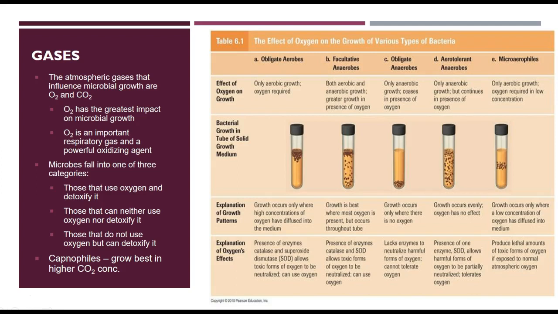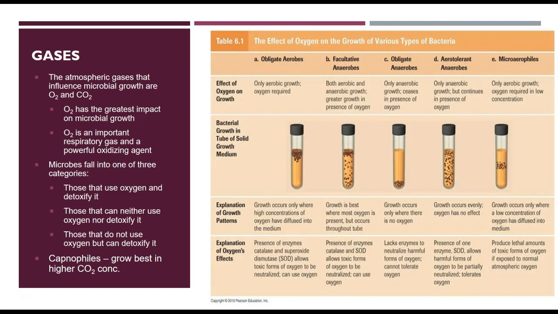All right, so let's talk about gases. Oxygen is a big factor when we're talking about microbes. Some microbes need oxygen in the environment, and others would really grow better without it. The two primary gases in the atmosphere that are going to affect microbial growth are oxygen and carbon dioxide. Oxygen typically, like I said, has the greatest impact. And our organisms are going to fall into one of three categories.